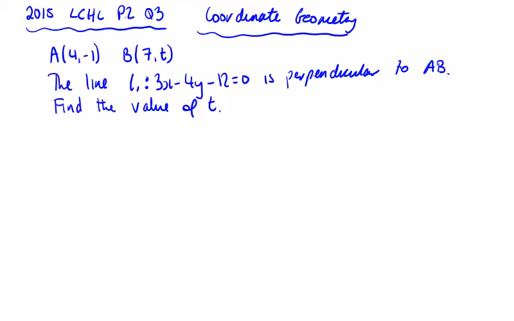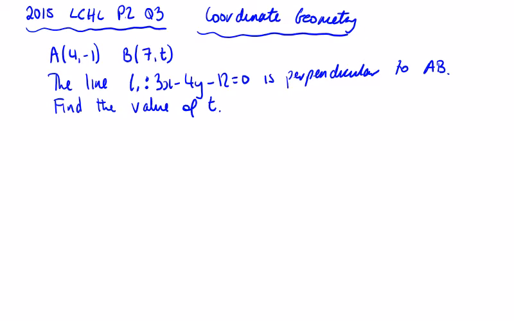Leaving Cert Higher Level 2015, Paper 2, Question 3 is a coordinate geometry question. We're given the points A and B, (4, -1) and (7, t). And we're told the line L1, 3x - 4y - 12 = 0, is perpendicular to AB. Find the value of t.